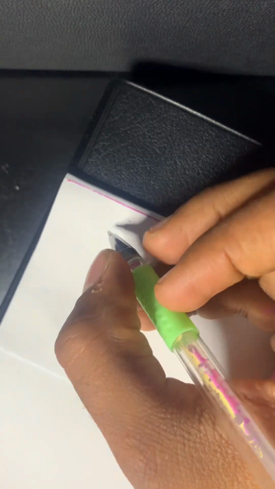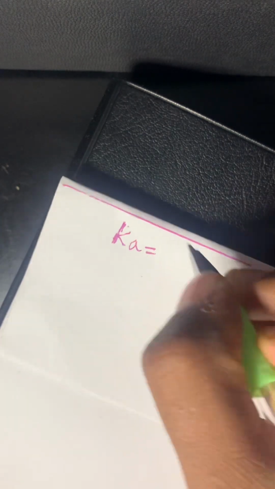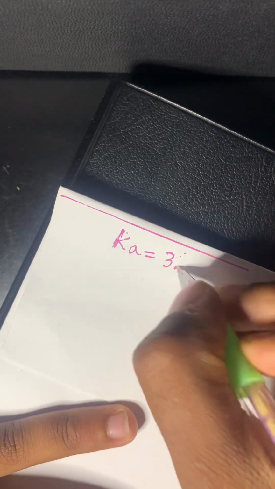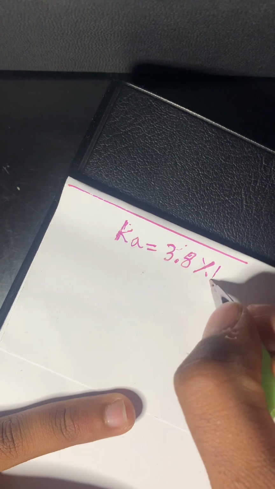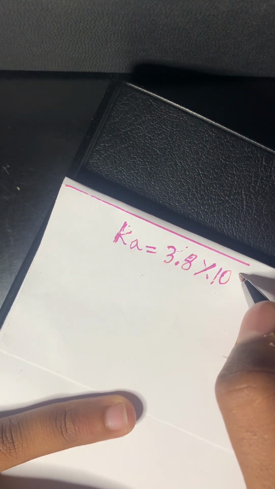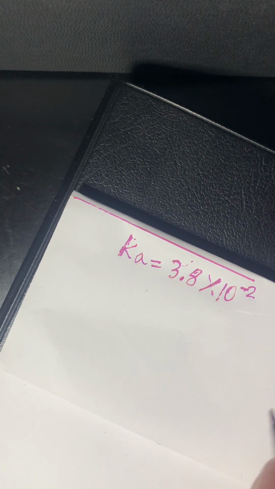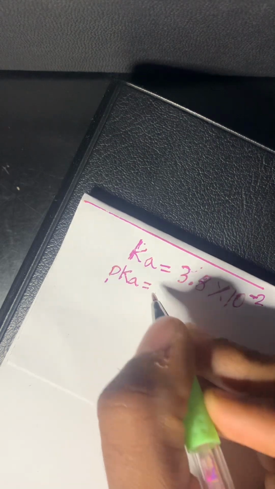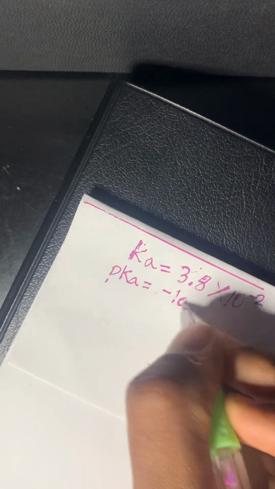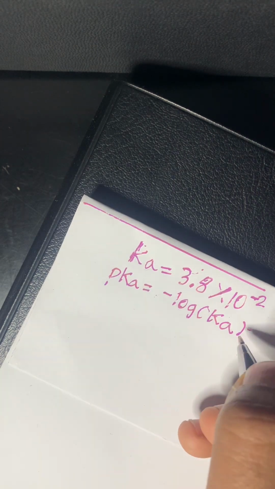Let's say you were given this Ka value, and it was 3.8 times, as it often is with these Ka numbers, 10 to the minus 2. What would the pKa value be? The pKa value, as we all know, is equal to the negative log of the value of Ka. So the negative log of the value of Ka would be the pKa.